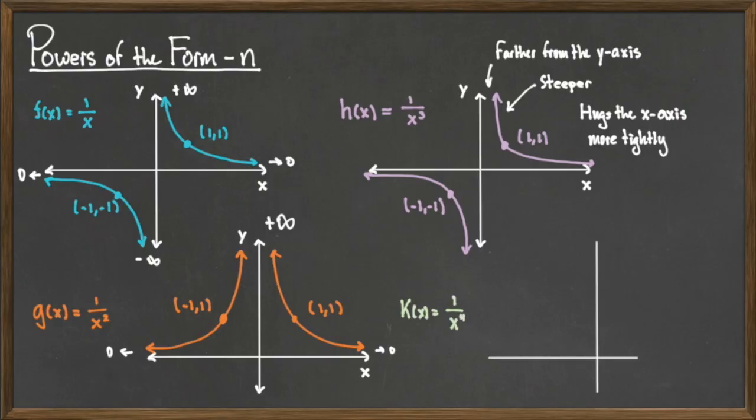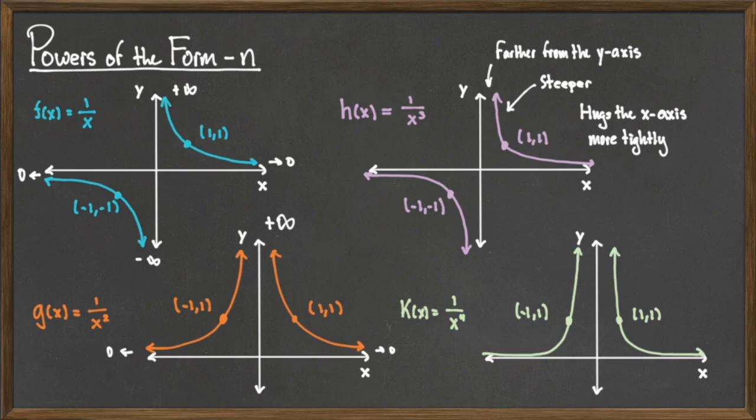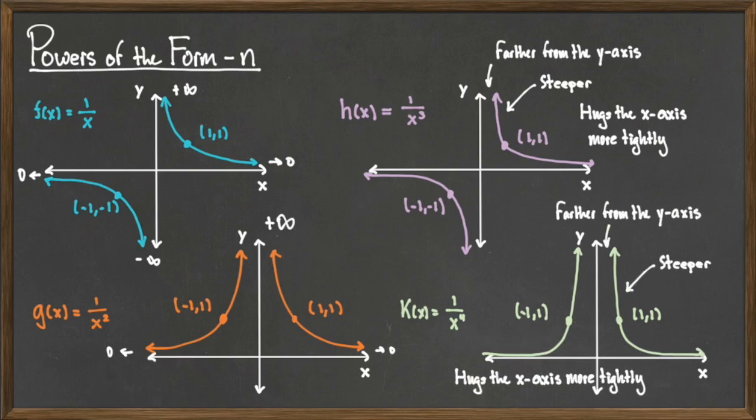Last, we'll look at the graph of k of x equals 1 over x to the 4th. Kind of similar to our parabola functions, this graph seems to sag down a little bit more, kind of hugging the x-axis a little bit more tightly. It's a little bit further away from the y-axis, and it looks like it's getting steeper as it approaches the y-axis.